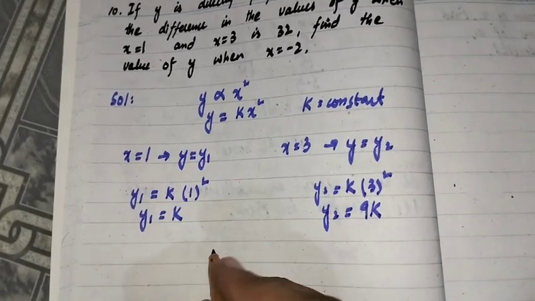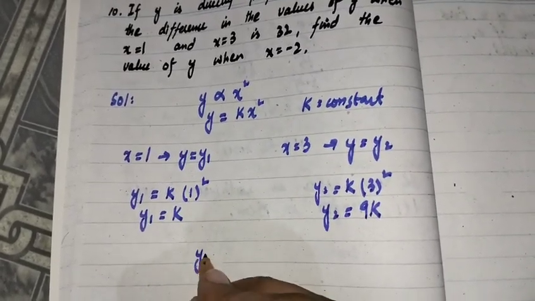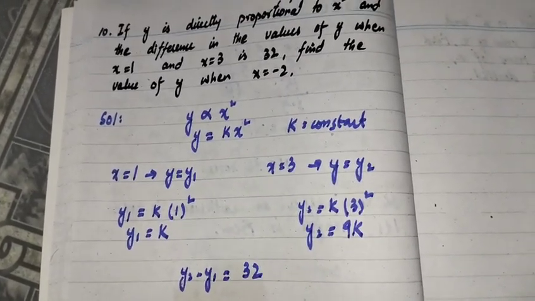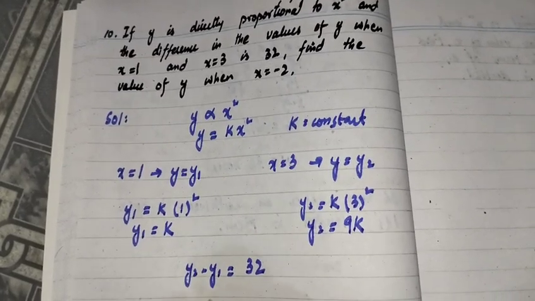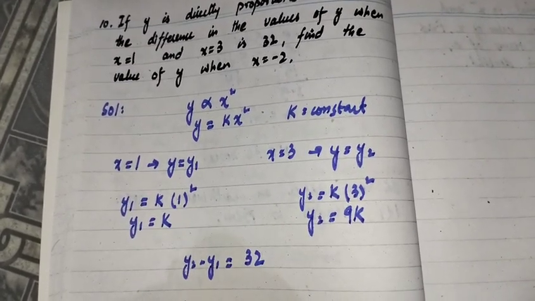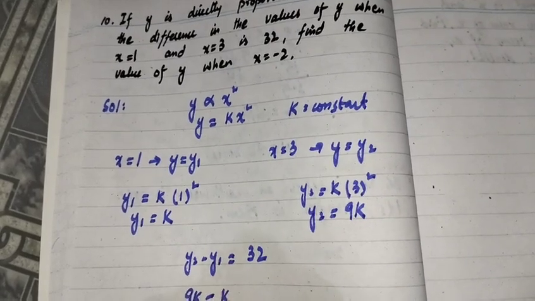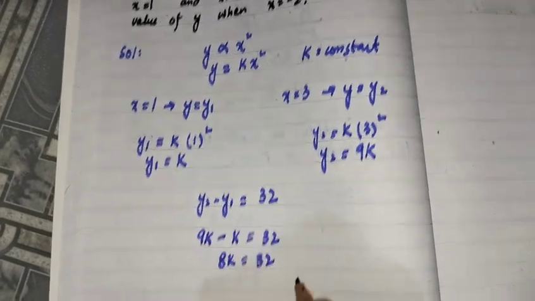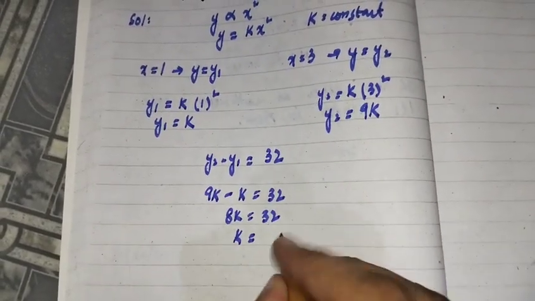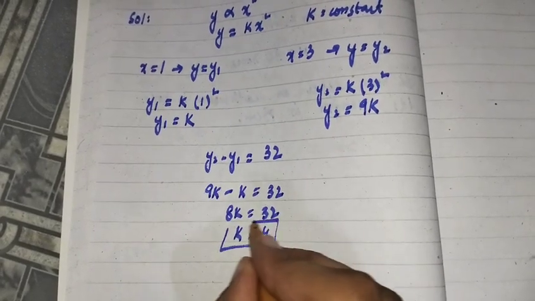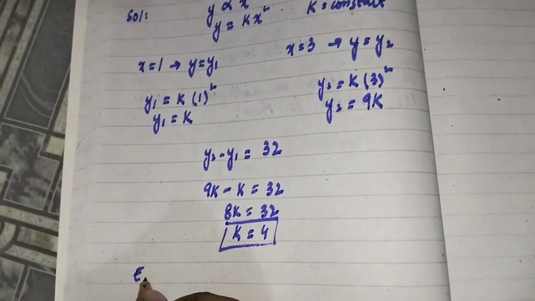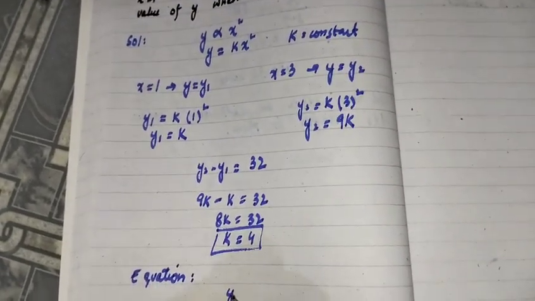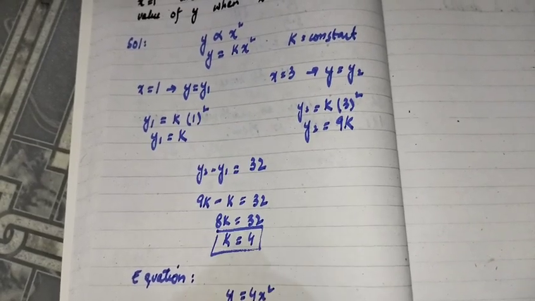The difference in values of y means that y2 minus y1 will be equal to 32 according to the given information. So y2 is 9k, y1 is k, so 9k minus k is equal to 32. So 8k will be equal to 32. So the value of k will be, 4 8s are 32, so the value of k will be 4. So you can say that the equation will be y is equal to 4x square.